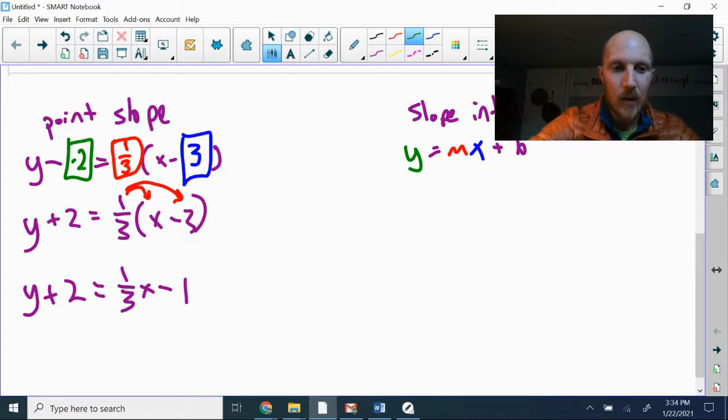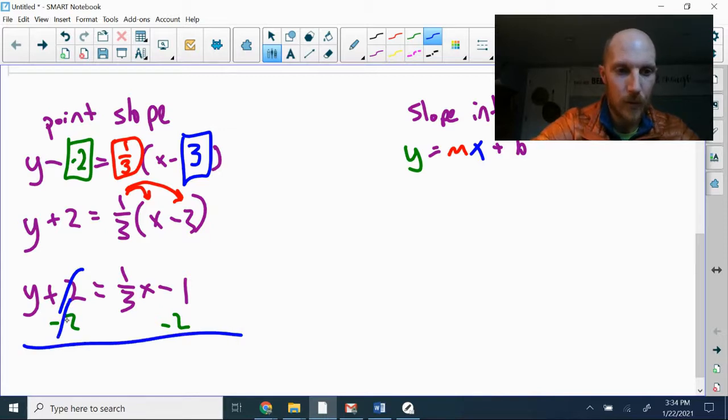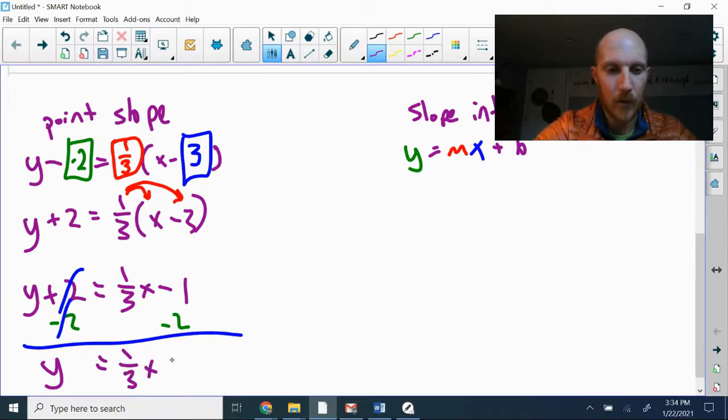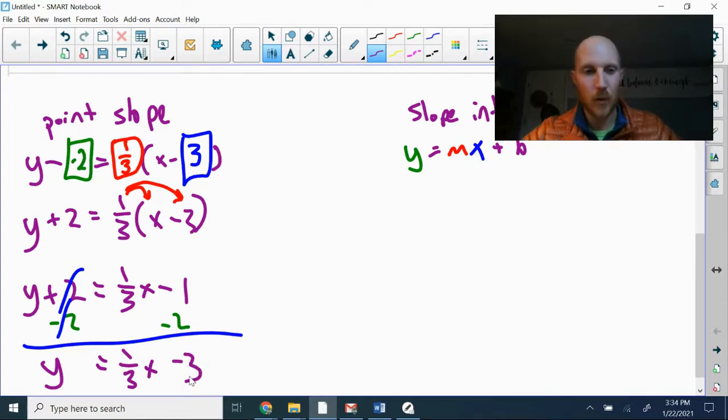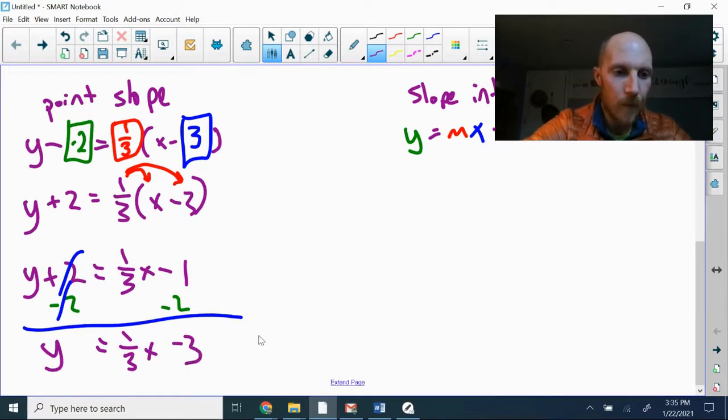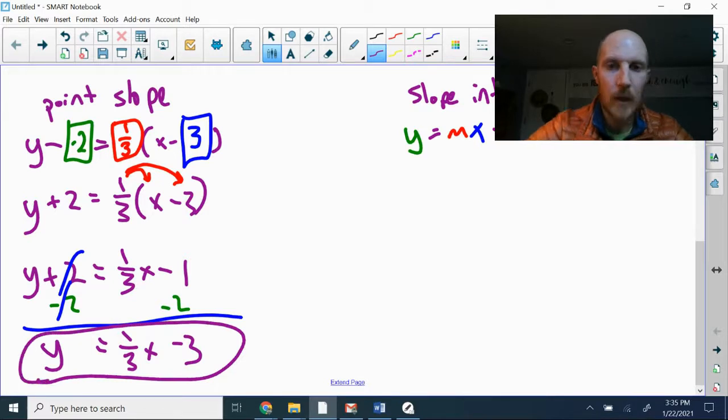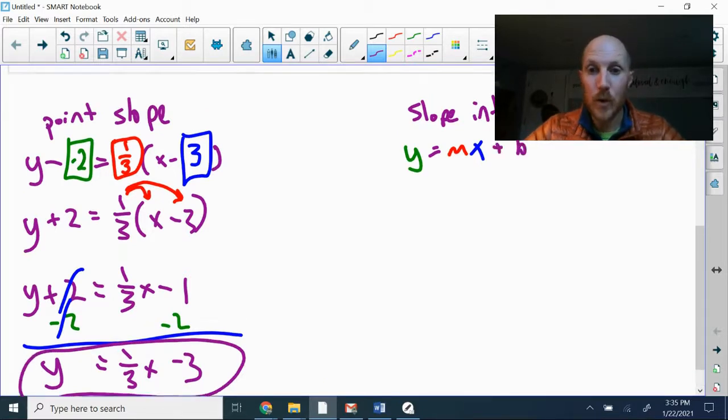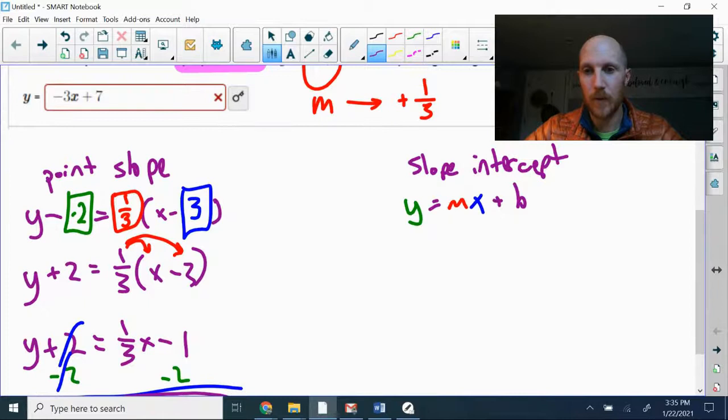And then my second step, to get the y by itself, I'll need to subtract 2 on both sides. So these cancel all the way down. And we'll get y equals 1/3 x. And then -1 minus 2 is going to give me -3. So that's the equation that I'm after right there. Okay, approach number 2 is to use slope-intercept form.